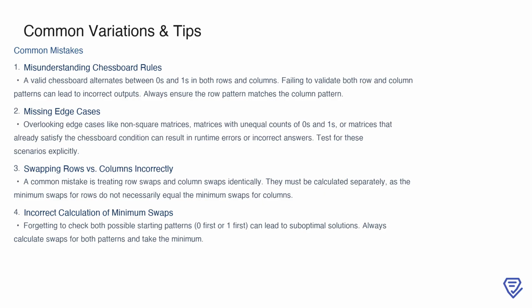Next, edge cases are another major source of errors. For example, non-square matrices, matrices where the counts of zeros and ones are unequal, or even matrices that already meet the chessboard condition. All of these scenarios need to be explicitly accounted for in your solution to avoid runtime errors or wrong answers. Another pitfall is confusing row swaps with column swaps. These two operations are not interchangeable, and their calculations must be handled separately.